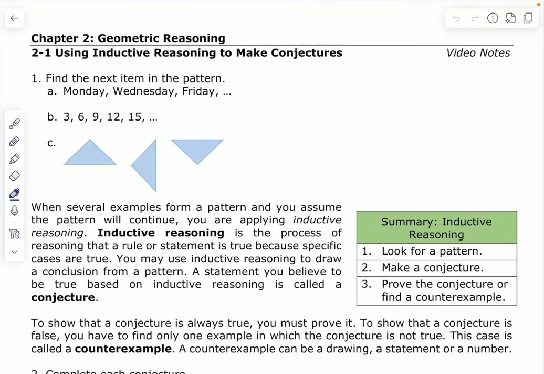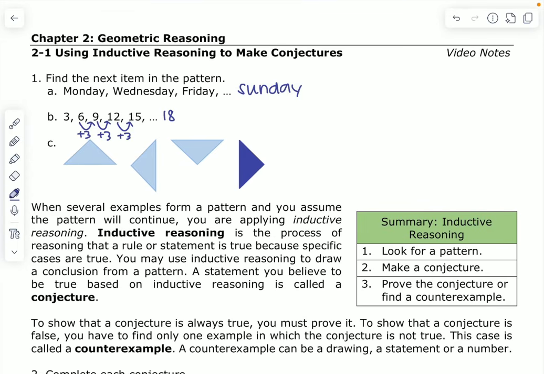Okay, this is Chapter 2, Geometric Reasoning, Section 2-1, which is using inductive reasoning to make conjectures. We start off with a practice problem here. It says find the next item in the pattern, and we're given 3 different patterns. I would like y'all to try that on your own. Pause the video, try that on your own, and check back and see if you get the same thing as me.